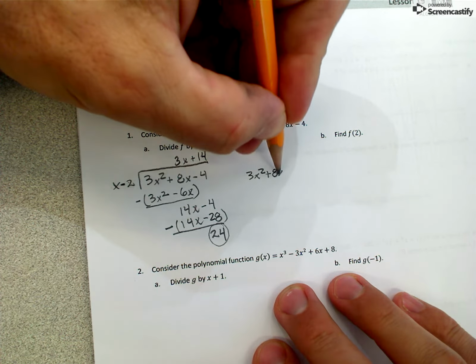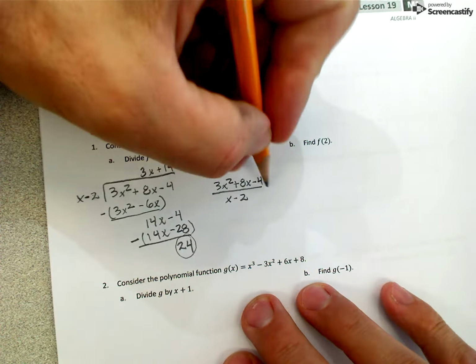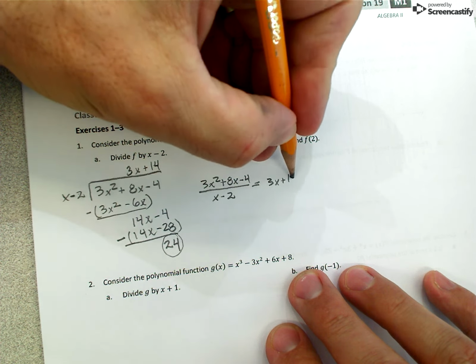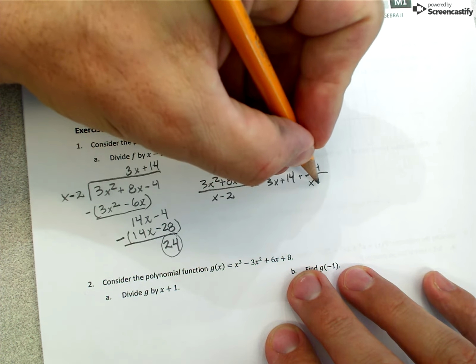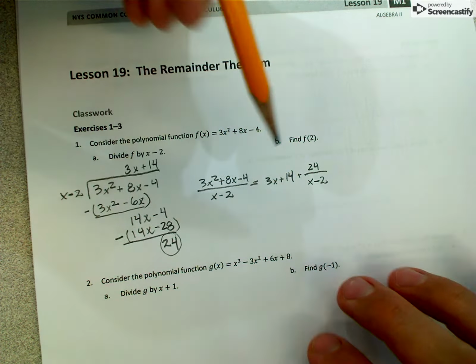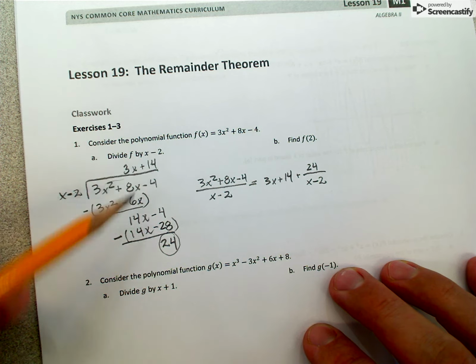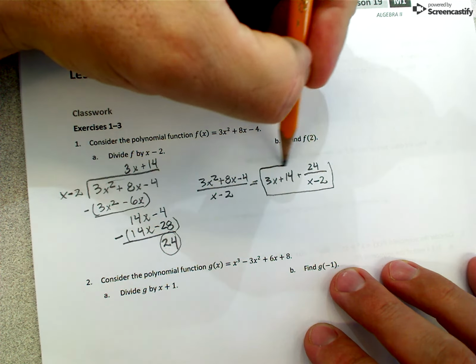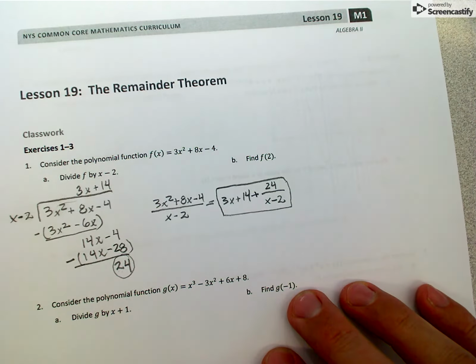3x squared plus 8x minus 4 divided by x minus 2 is like 3x plus 14, plus 24 divided by x minus 2. So really, when I divide x minus 2 into this polynomial, I get 3x plus 14, but there's a remainder of 24, which I need to also divide by this divisor. And so this is really the solution to this division problem. Not pretty, but mathematically correct.